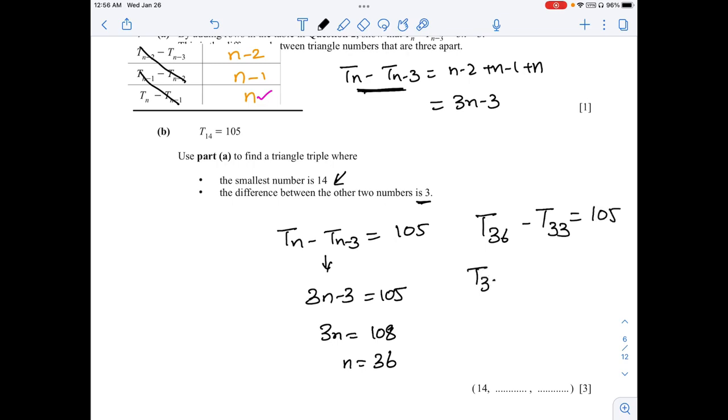But what is 105? Just now 105 is nothing but what? T14. So T14 plus T33 is equal to T36. So what is the triangle triple? 14, 33, 36. Is the smallest number 14? Yes. Is the difference between those two numbers 3? Yes. So that's going to be the answer.